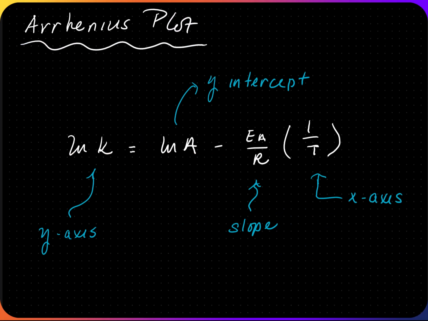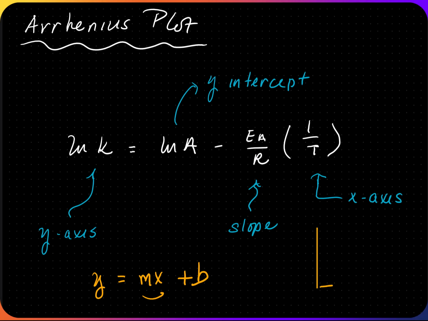The Arrhenius equation can be written in the format of a line equation. So the equation of the line is y equals mx plus b. So ln k is your y-axis, the vertical axis in your graph. ln A, or b, is the y-intercept, and mx is your slope. So my slope here is activation energy over the gas constant, and in the horizontal axis it's 1 over temperature.